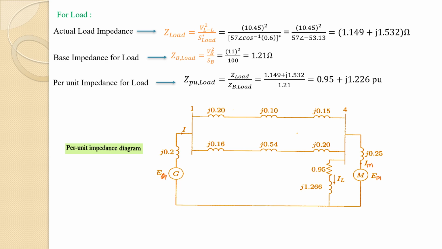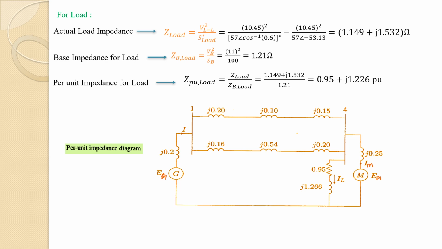Now after getting all the impedances, we will be drawing the per unit impedance diagram for this system. So this is the per unit equivalent circuit for the given system, and here we can draw it like this. We can designate on this diagram all the impedances that we have derived. So starting with the generator, you can write the j0.2, and then similarly you can indicate all the impedances for all the components that we have just evaluated.